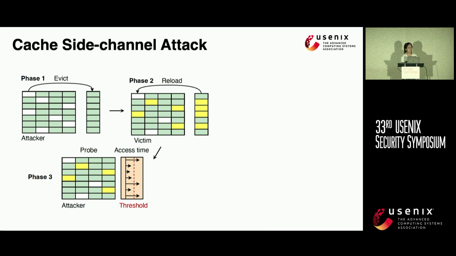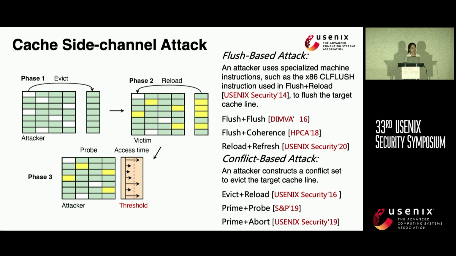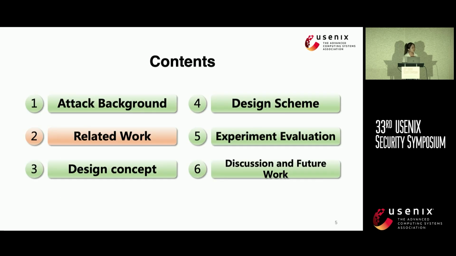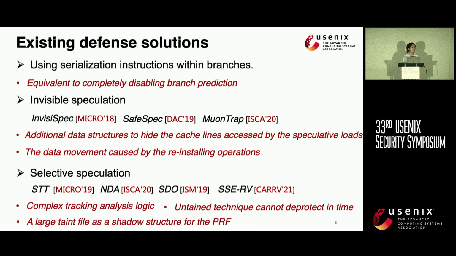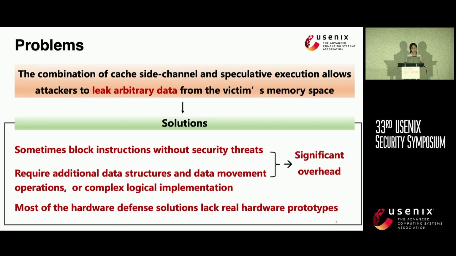Based on how attacker evicts the monitored cache line, this type of cache-side channel could generally be divided into flush-based attack and conflict-based attack. There have been many related defense solutions proposed, such as serializing instructions, invisible speculation, and selective speculation. However, these solutions to address this serious vulnerability are not practical due to their significant performance and hardware resource overhead. Furthermore, most of the hardware defense solutions lack real hardware prototypes, making them insufficient for real-world application.